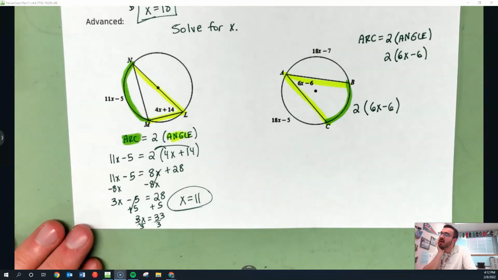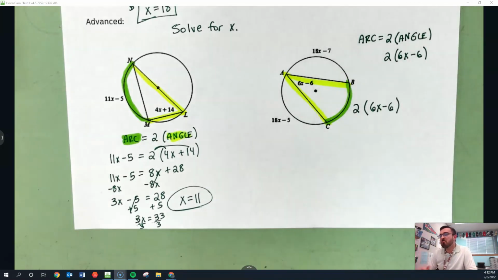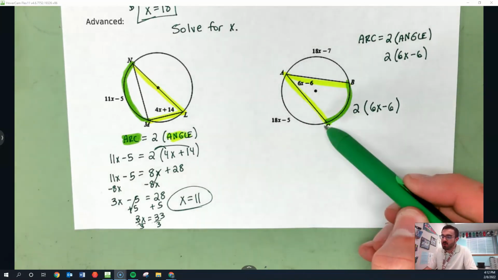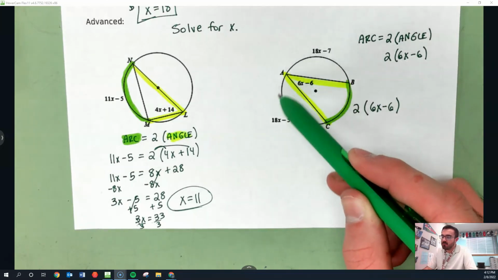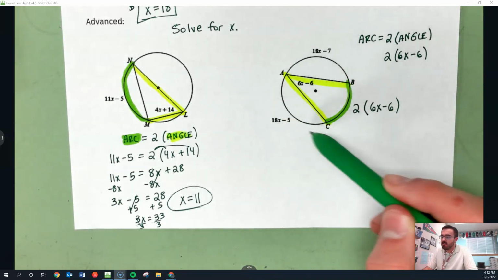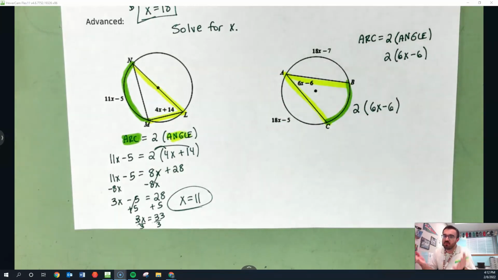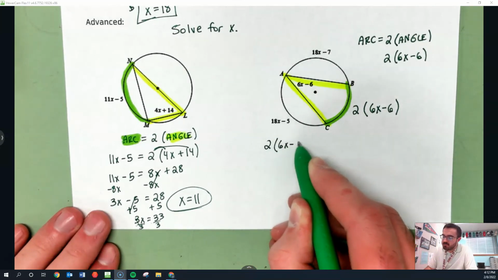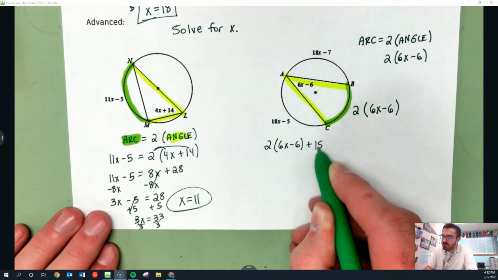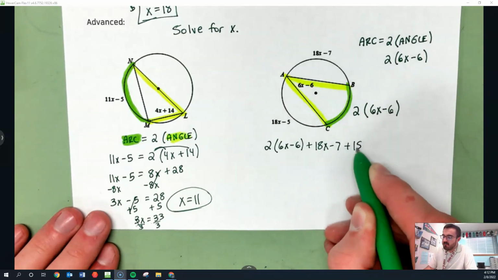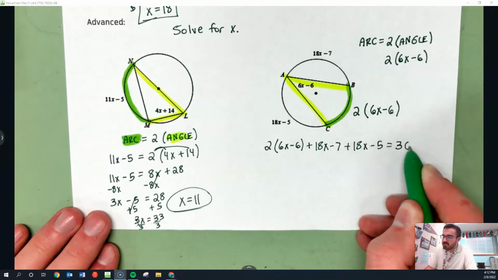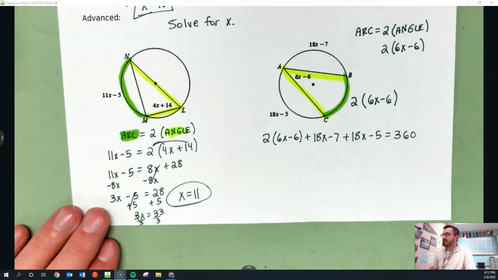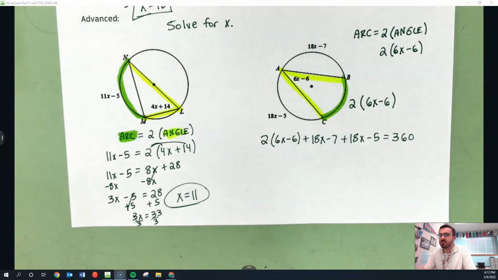All right, let's just put that there for a second. 2 times the angle. Interesting. Now what can we do? Well, we know this arc, we know this arc, we know this arc. All three of them are going to add up to be 360 because it's the entire circle. So I can do 2 times 6x minus 6, that's one arc, plus 18x minus 7, plus 18x minus 5. All that's going to equal 360. There's a few different ways we could have solved this problem, but this is the one I'm rolling with.